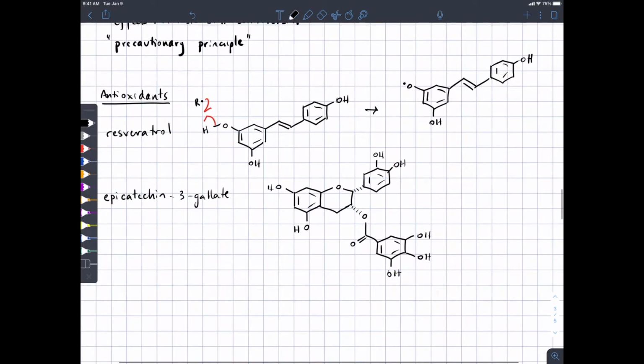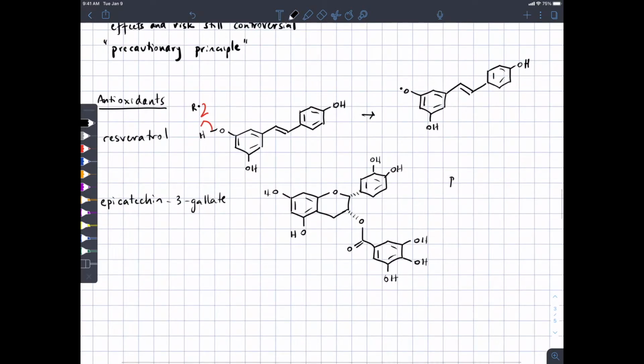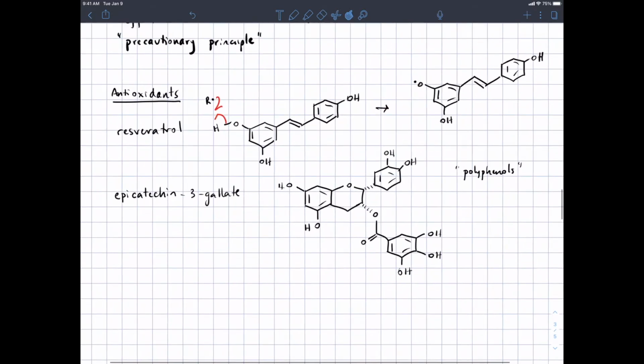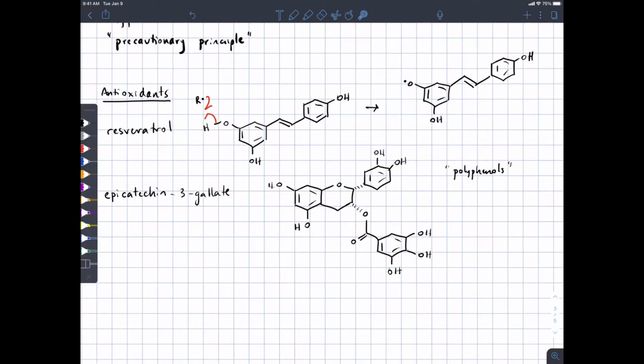In fact, they call these antioxidants polyphenols because they've got a lot of these phenolic OH groups that can quench other radicals, right? The idea is that once you've removed a hydrogen from the polyphenol, the molecule you had is no longer reactive, and the polyphenol isn't either.